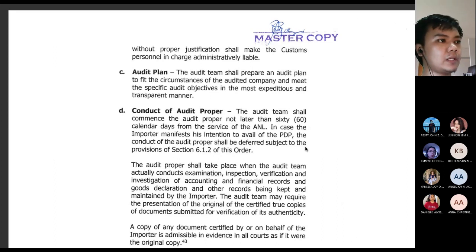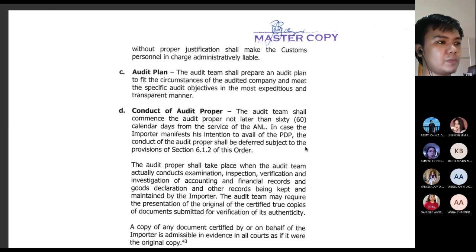Letter C. Audit plan. The audit team shall prepare an audit plan to fit the circumstances of the audited company and meet the specific audit objectives in the most expeditious and transparent manner. Letter D. Conduct of audit proper. The audit team shall commence the audit proper not later than 60 calendar days from the service of the ANL.